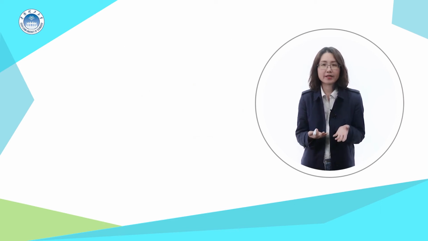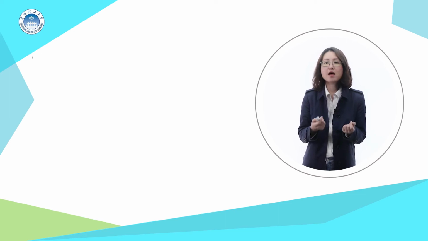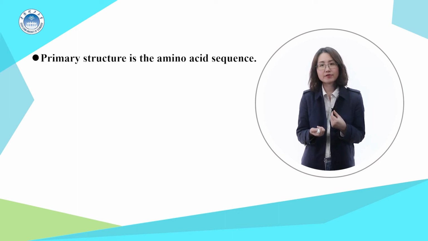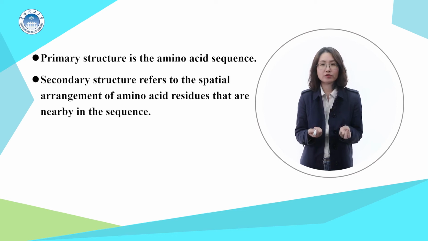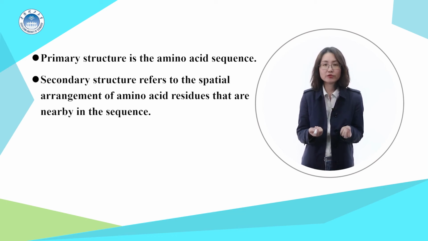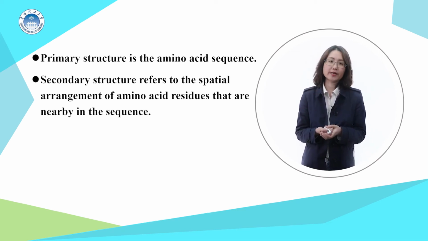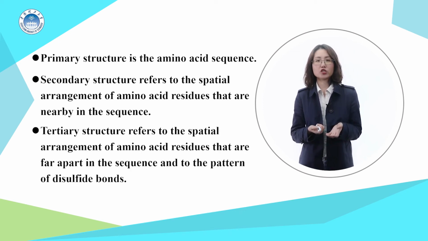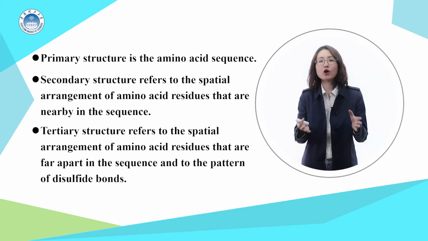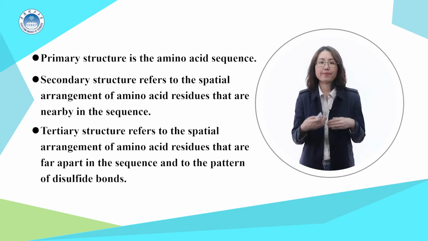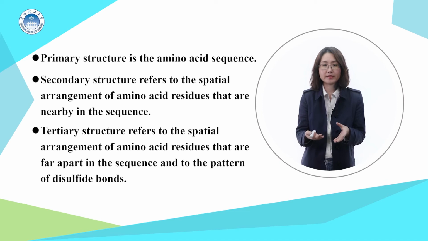So far, we have considered three kinds of structures. Primary structure is the amino acid sequence. Secondary structure refers to the spatial arrangement of amino acid residues that are nearby in the sequence. Some of these arrangements give rise to periodic structures. The alpha helix and the beta strand are elements of secondary structure. Tertiary structure refers to the spatial arrangement of amino acid residues that are far apart in the sequence and to the pattern of disulfide bonds.